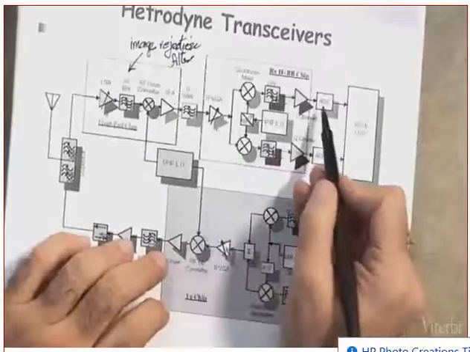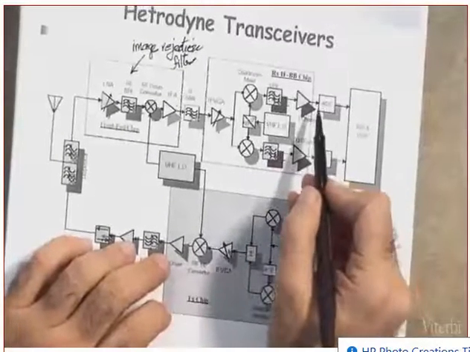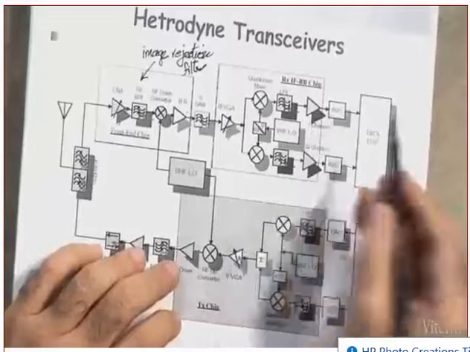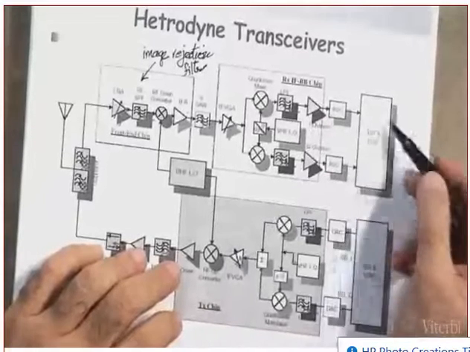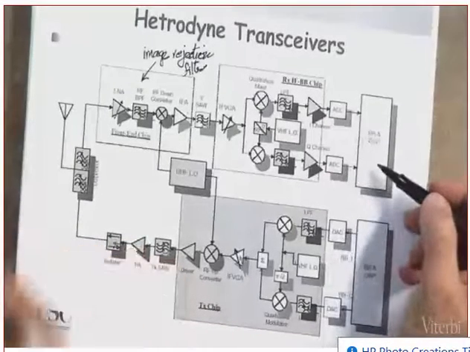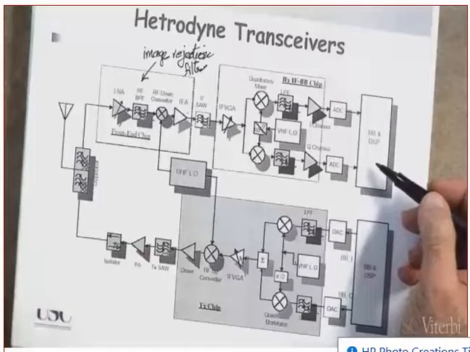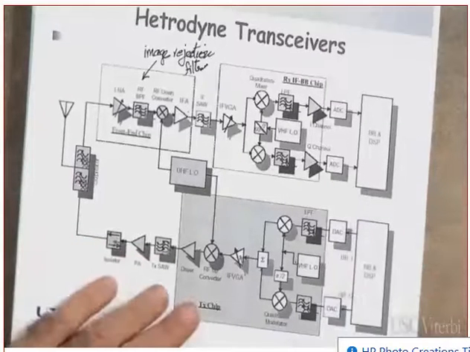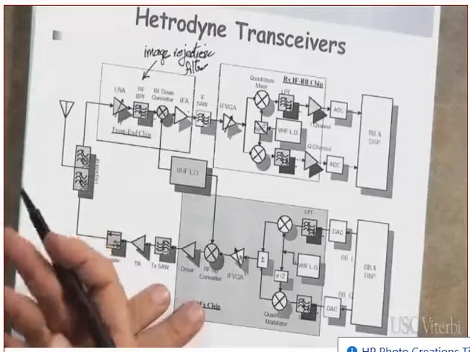Clear? And then, of course, we need the ADC. ADC stands for analog to digital conversion, because we are going to perform all the processing, baseband processing, including decoding, demultiplexing, the encryption, and so on and so forth. All of it, we will do in the digital domain. Clear?